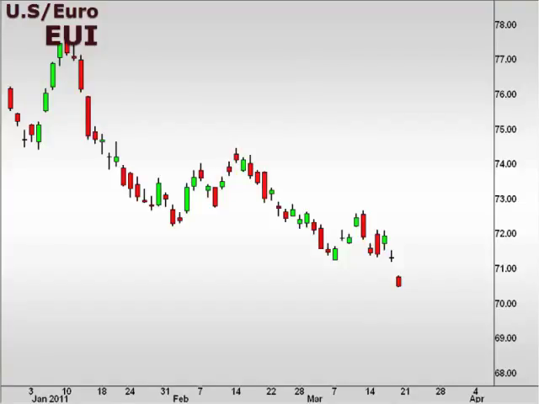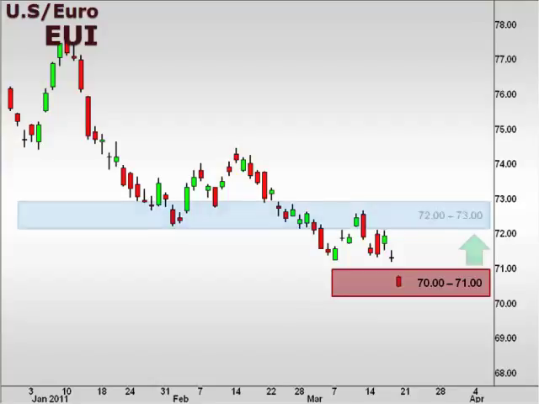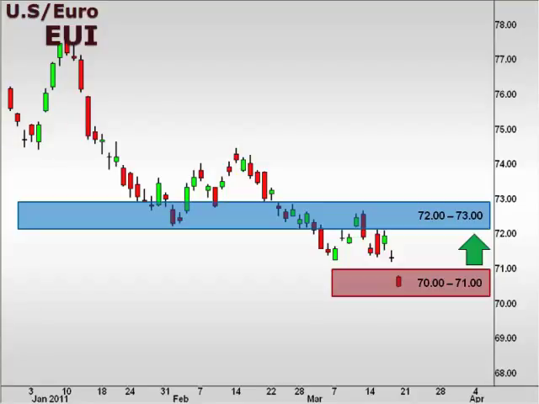Next up, the EUI, the U.S. versus the euro. The EUI continues to trend lower, closing the week down at that 70-71 box, as we expected from last week's outlook. Now, we may see a bounce here, however, until we see a break above that 72-73 focal zone, the trend remains down.